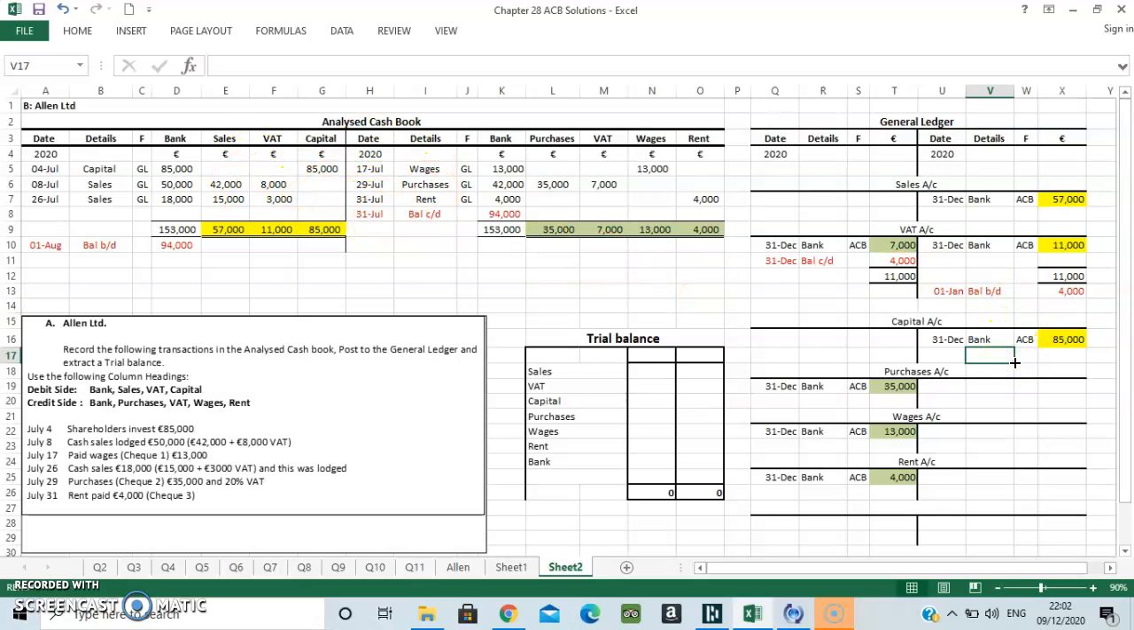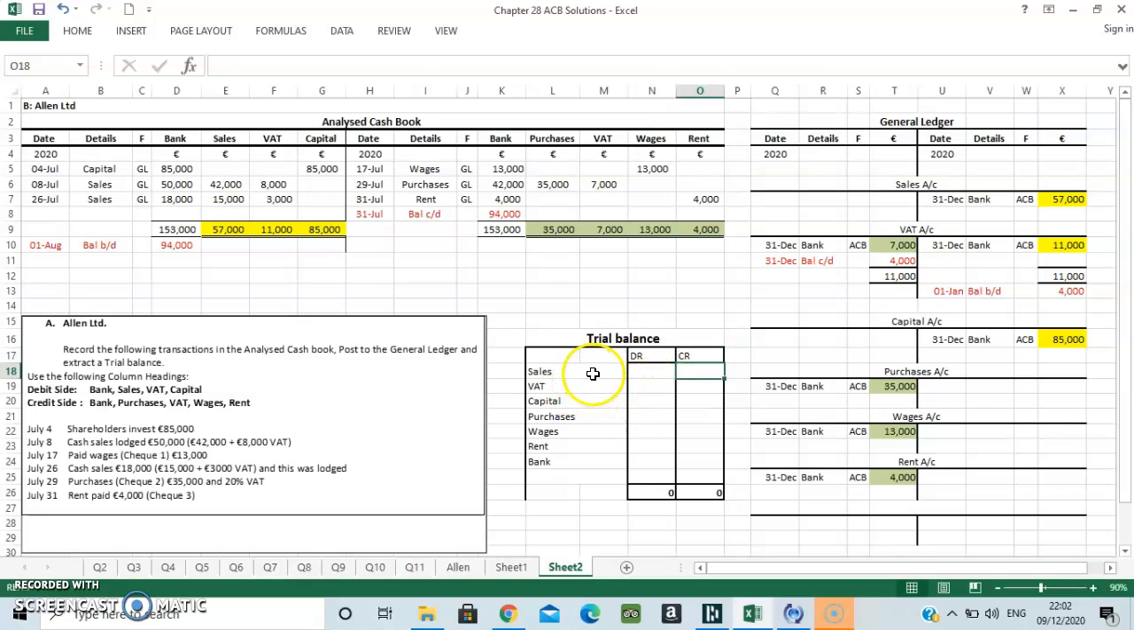Now we have completed all of our double entry. All we need to do now is we need to do our trial balance, and this is so we can confirm that we have double entered correctly. We need to check that our debits equal our credits. So you just put in each individual account from the ledger: sales, VAT, capital, purchases, wages, rent, and not forgetting in our summary that we also have a bank account. It's called an Analyzed Cash Book, but it's just a cash or a bank account. We're going to put in the balance for each of these. Now this is the debit column, and this is the credit column.